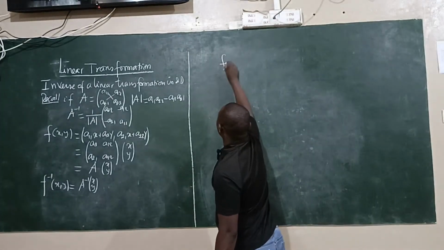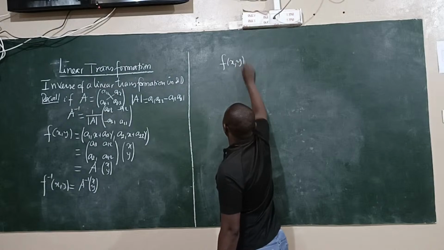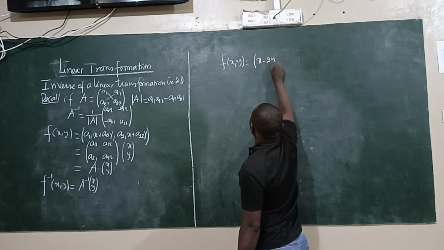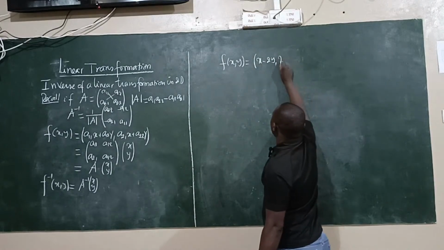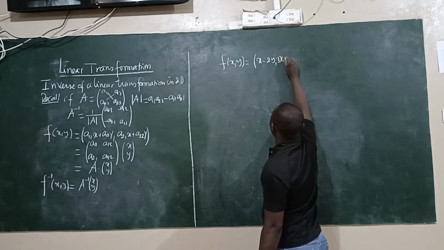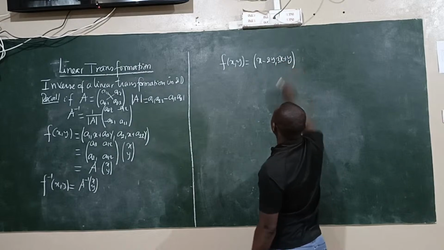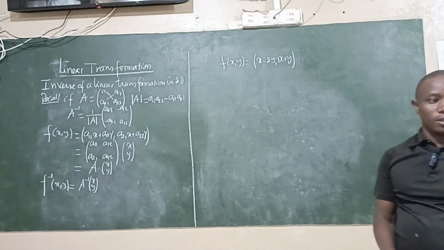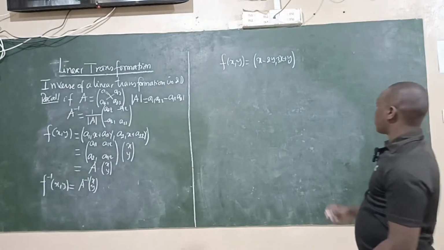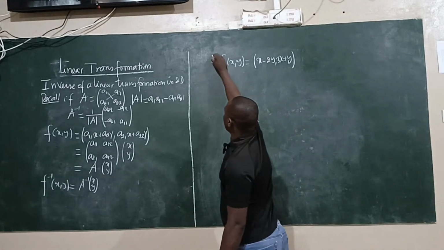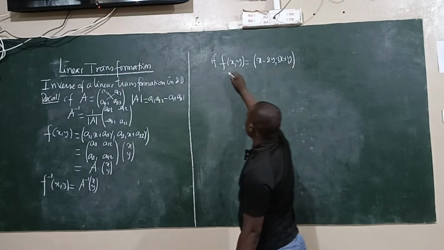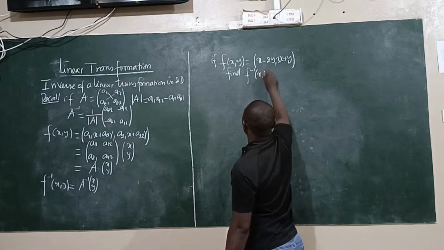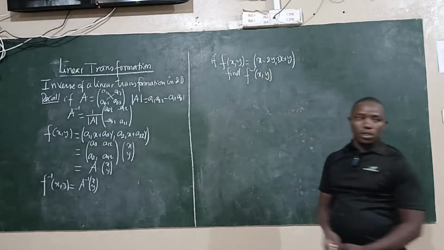Let's have this linear transformation xy, which is x minus 2y, comma, 3x plus y. This example. If the transformation is this, find the inverse transformation of x and y.